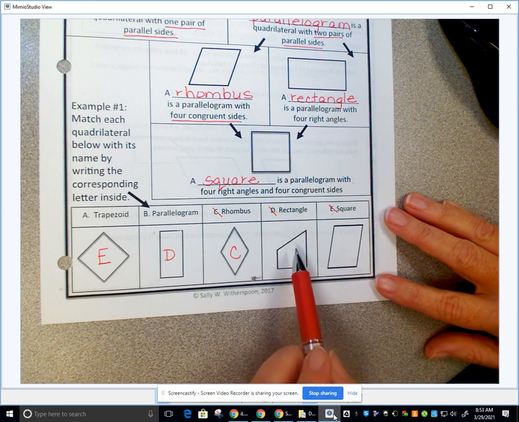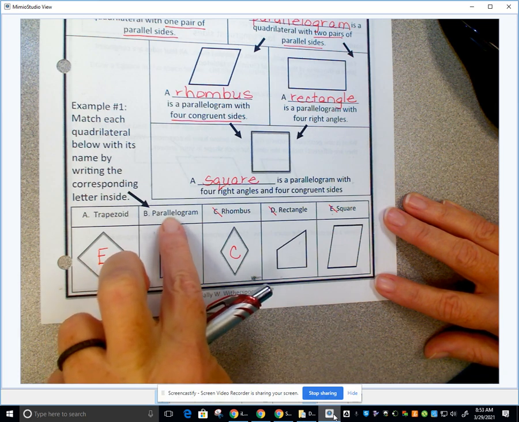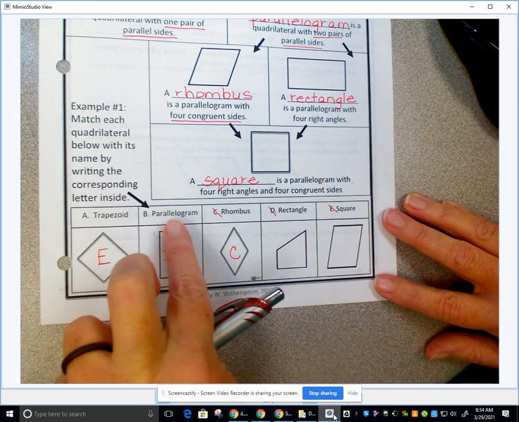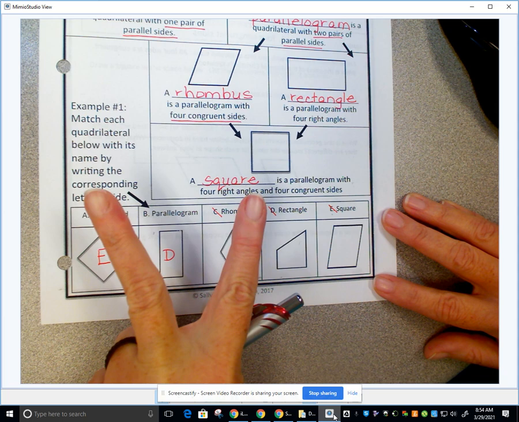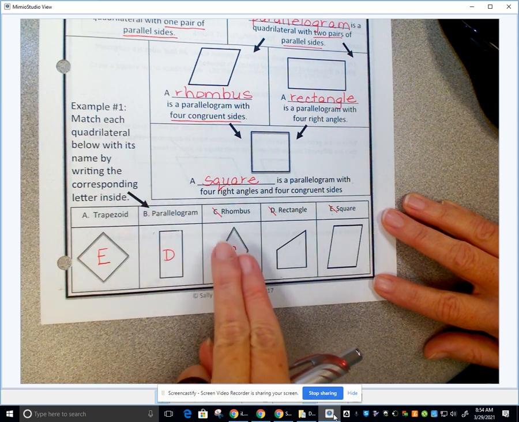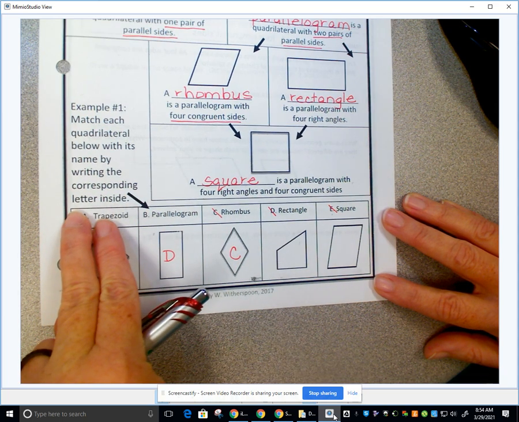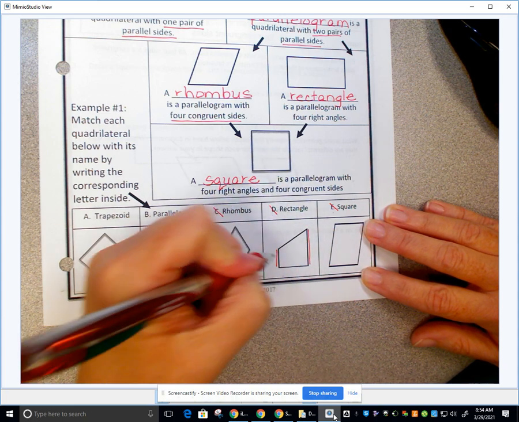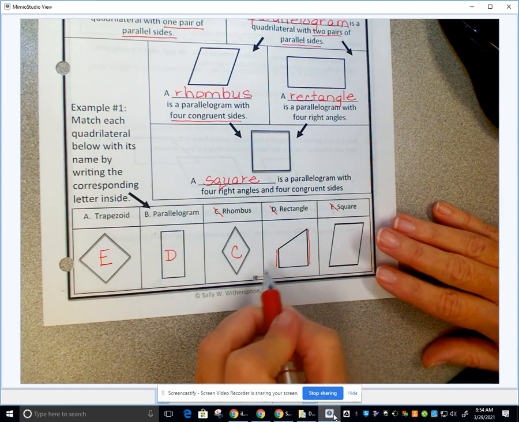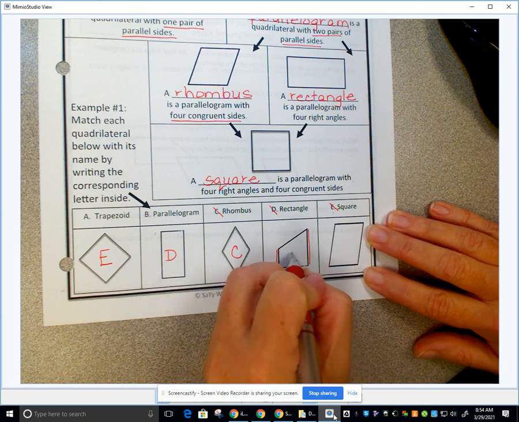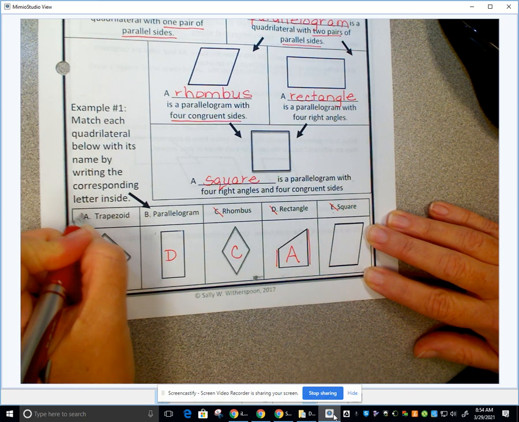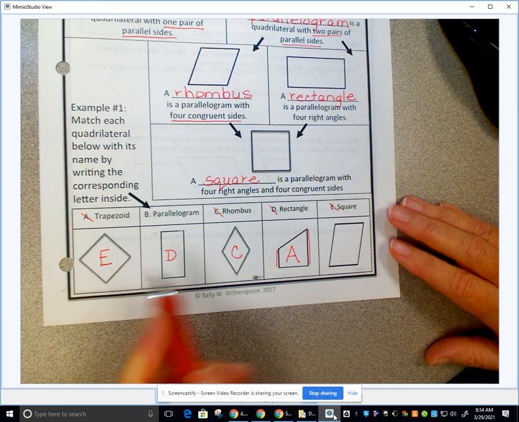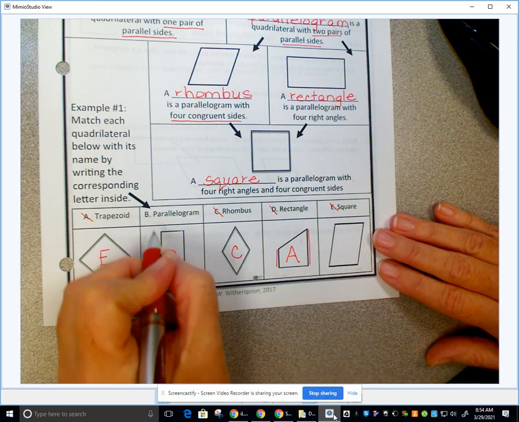All right, coming down to this figure, we've got parallelogram left and a trapezoid. Remember, a parallelogram has to have two pairs of parallel sides. A trapezoid only has one pair. And hopefully you recognize that this side is parallel to this side, and it only has one pair. So this would be our trapezoid, okay? And then this would be the parallelogram.